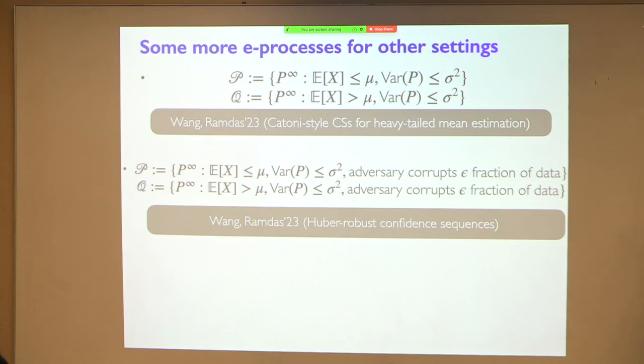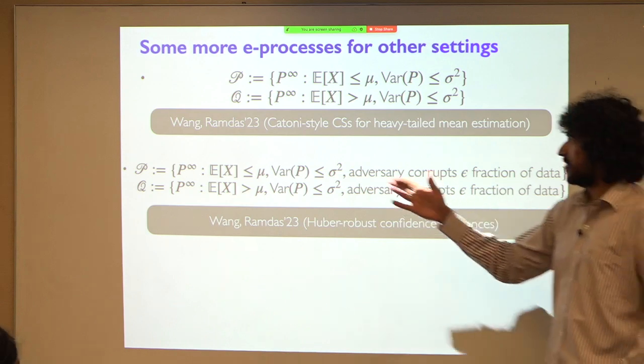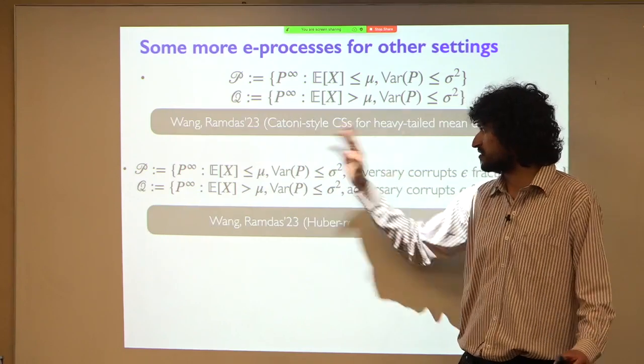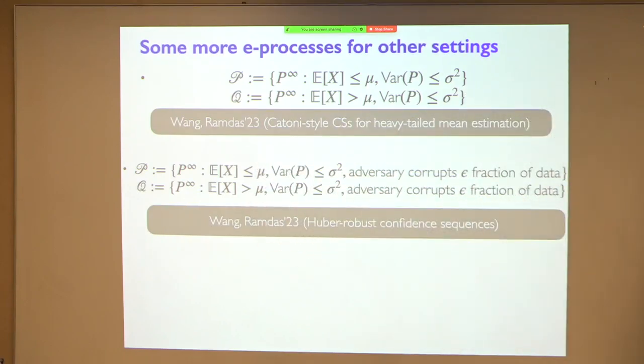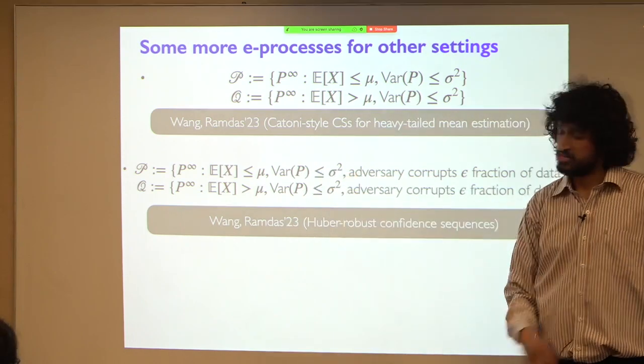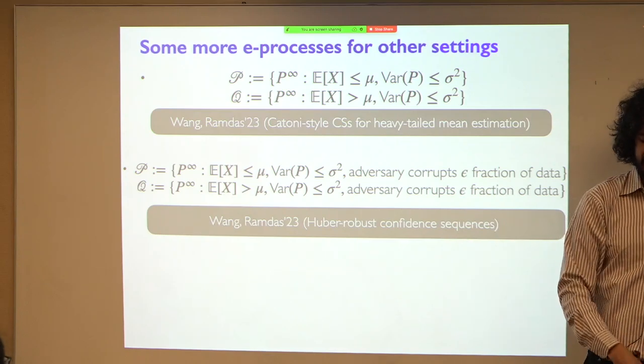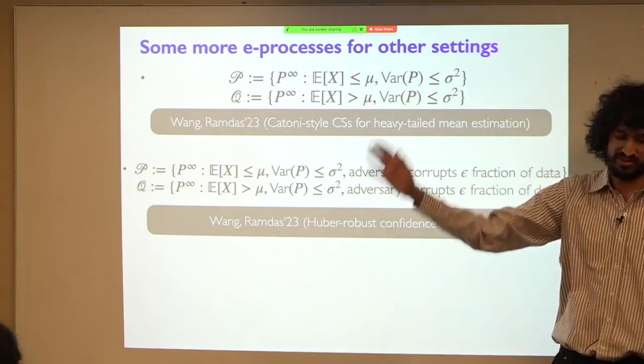What about robust sequential change detection? So let's say you're in this setting, and in the pre-change distribution, you know that the mean is less than some mu and the variance is less than some sigma square. So let's say 0 and 1 or something like that. But now an adversary can come in and arbitrarily corrupt an epsilon fraction of the data. This is the Huber robustness model, where the data is coming from some such P, but then at some point, with probability epsilon, an adversary can come in and change your data to something completely different.